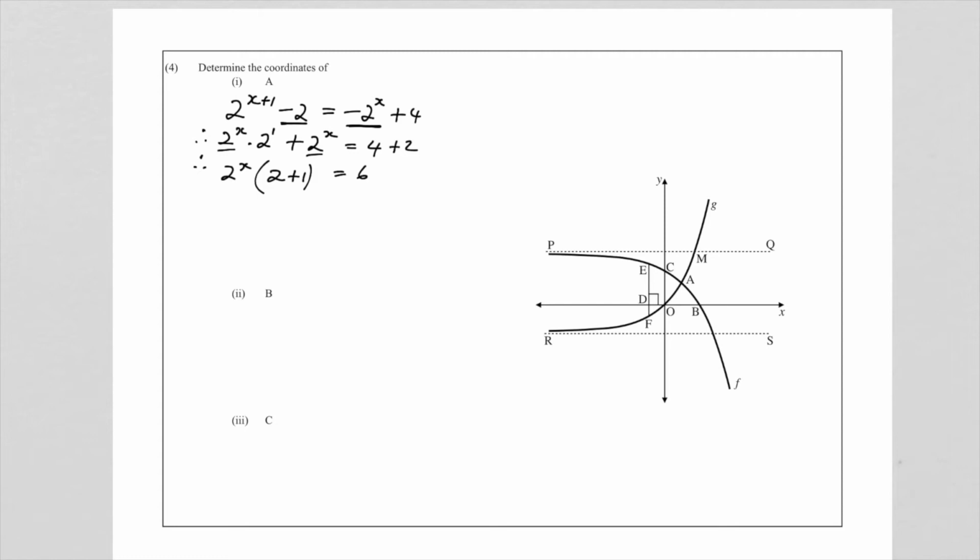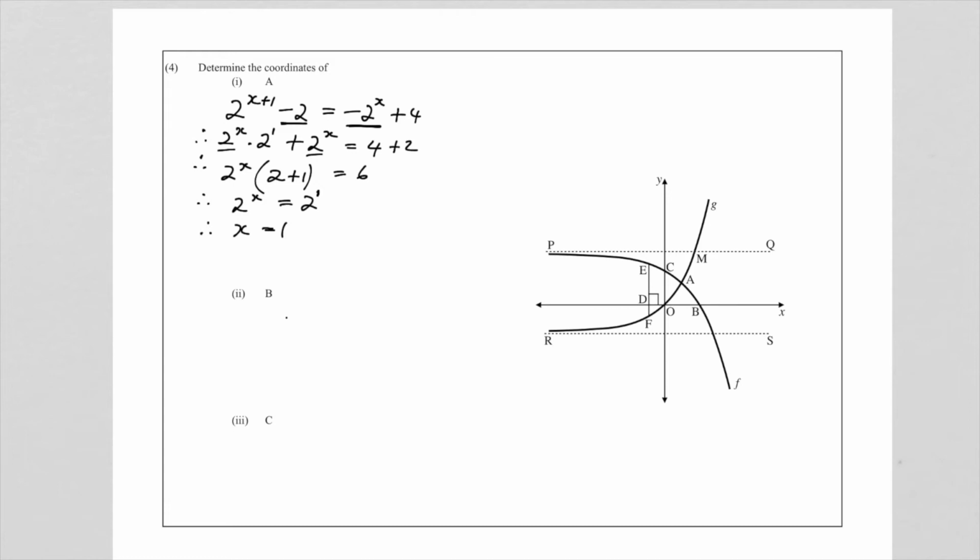So now we're going to divide both sides by 3. This 2 plus 1 is 3. We divide both sides by 3. And that will then give us 2 to the x is equal to 2. And this 2, the exponent is 1. So that means x is equal to 1. Because if the bases are the same, exponents will be the same. So that is the x value of that point of intersection, or the point A.